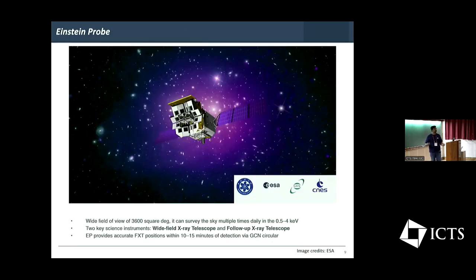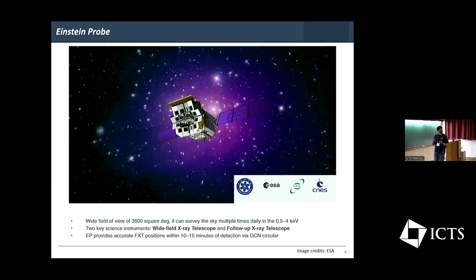Then comes the Einstein Probe mission, a mission led by the Chinese Academy of Sciences. The Einstein Probe mission is completely revolutionizing the way we see high energy transients, because it's throwing at us all different kinds of transients, including TDEs, collapsars, not the standard collapsar models, all different kinds of transients, even BNSs. We have not found any supernova shock breakout yet, but it's a mixed class that Einstein Probe is throwing at us. It's a wide field survey in the soft X-ray band, and it has 2 science instruments: a wide field X-ray telescope and a follow-up X-ray telescope.